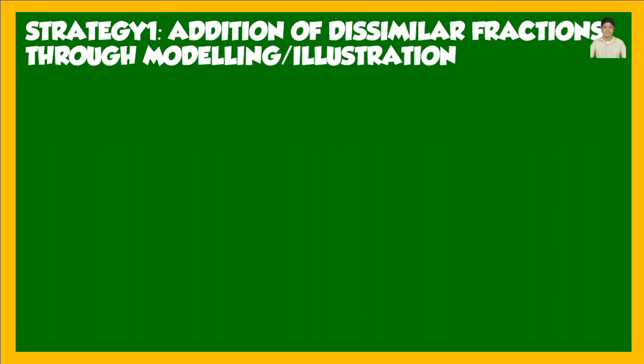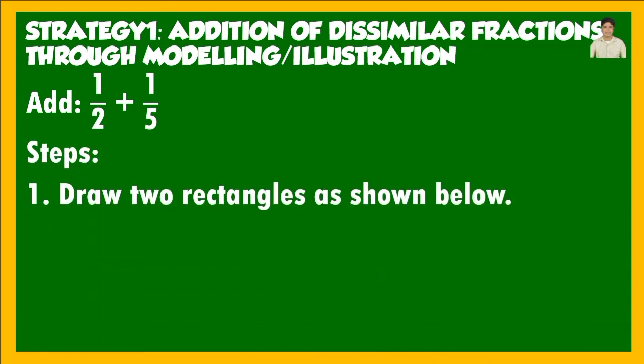This is by using rectangles, circles, so figures. So let's have the first example. Add 1/2 plus 1/5. As you can see, these fractions are dissimilar because they do not have the same denominator. So what are the steps in adding dissimilar fractions using models? Step number 1, draw two rectangles as shown below. So bakit two rectangles? It's because we have two fractions that are being added.